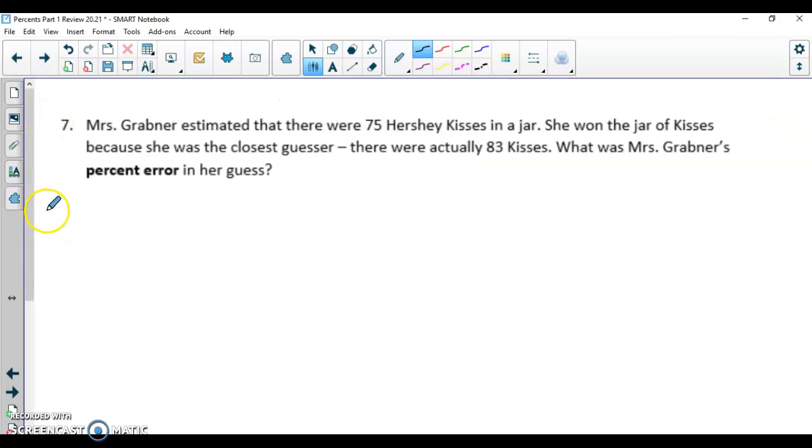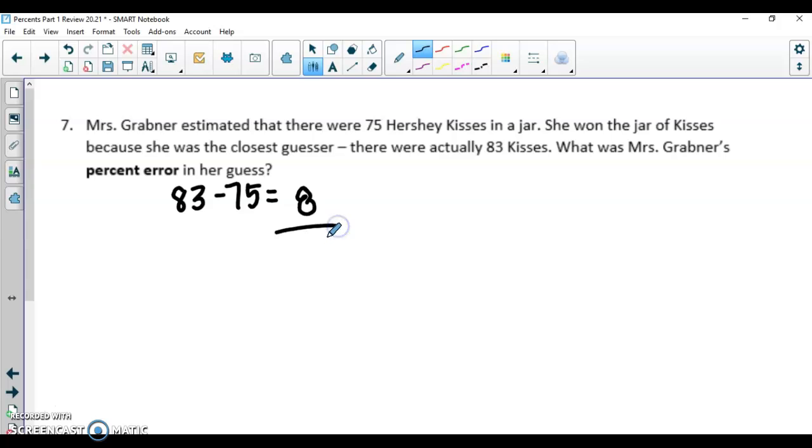Final example for you today is a percent error type question. Mrs. Grabner estimated that there were 75 Hershey Kisses in a jar. She won the jar of kisses because she was the closest guesser. There were actually 83 kisses. What was Mrs. Grabner's percent error in her guess? So to calculate your percent error, you're going to find the difference between the original and the actual. So we always just do bigger number first, which is 83 minus 75. So that is a difference of 8.